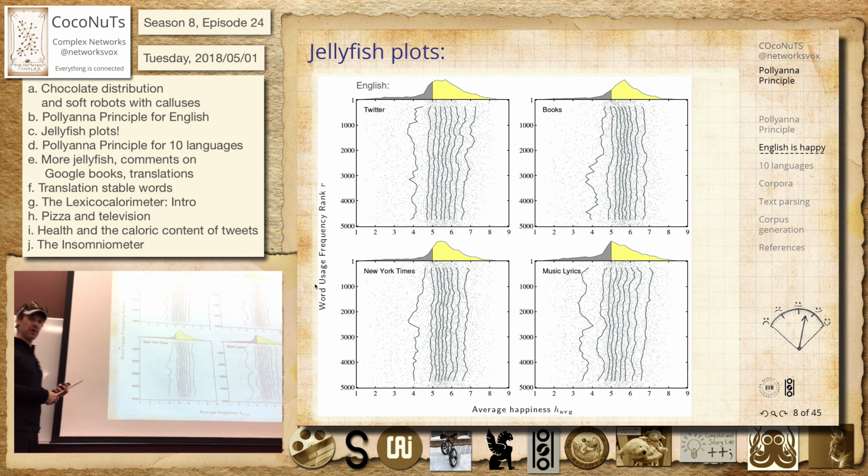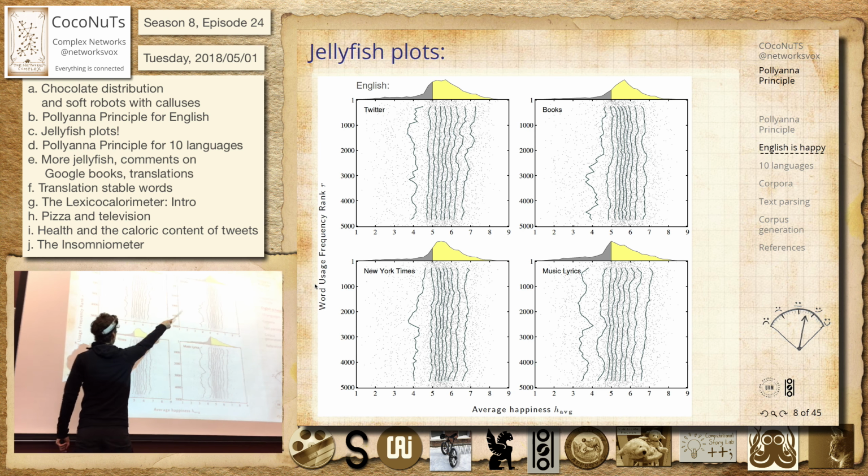So at the top, this is for English. For the English data set we had, we have 4 corpora here. We have Twitter, Google Books, New York Times, and music lyrics.